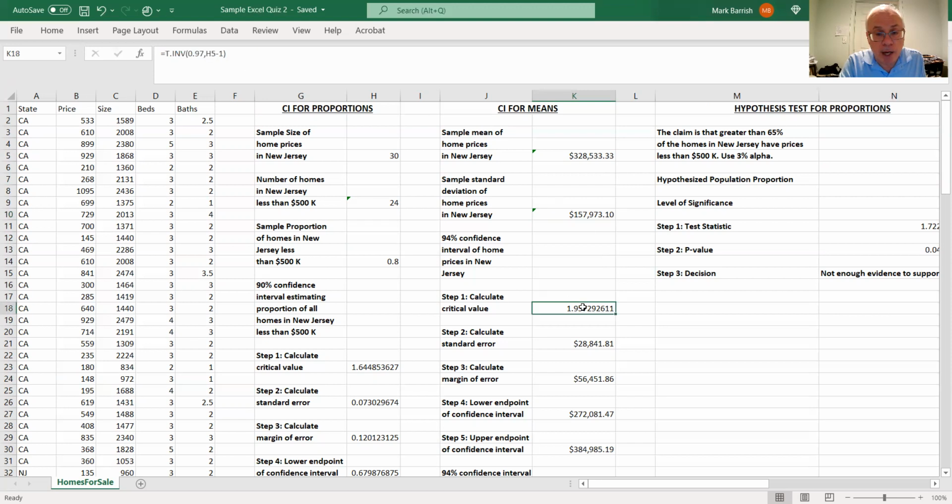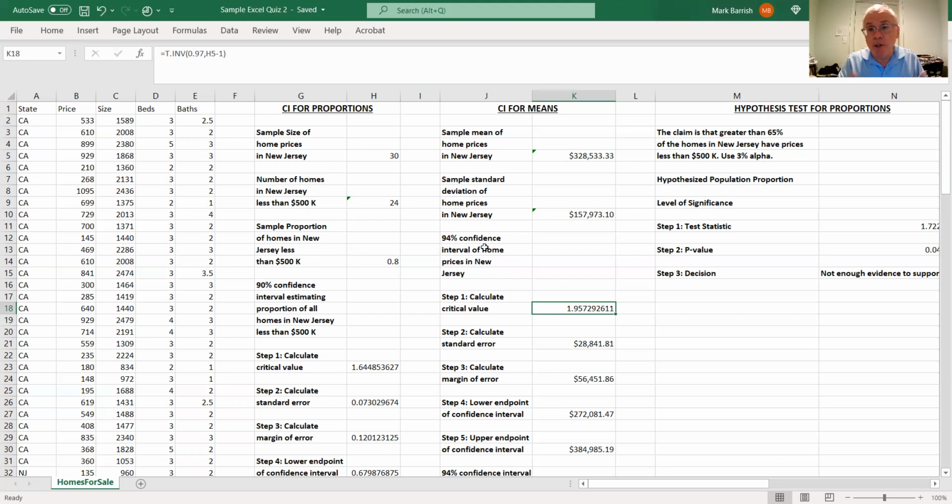Critical value. Now, because there's no information at all about the population standard deviation, and we're dealing with means here, we have to use an inverse t instead of inverse normal. All right. And the function for an inverse t is t dot inv. Notice the area to the left is 0.97. Now, what am I asking for here is a 94% confidence interval. It's something different than the proportion question here.